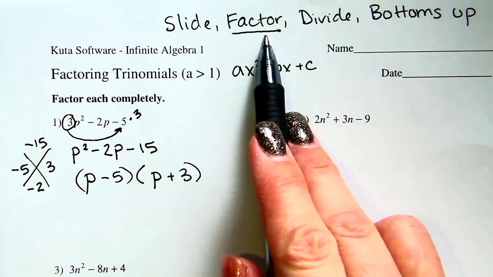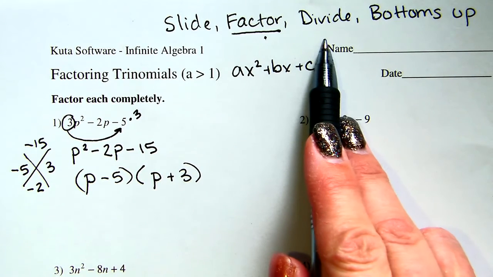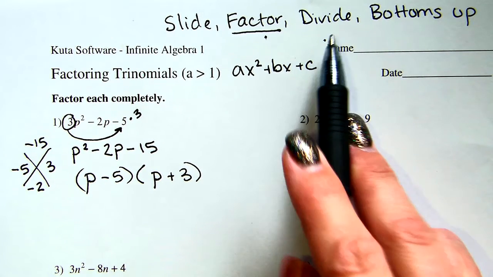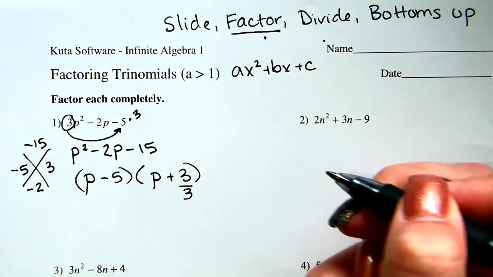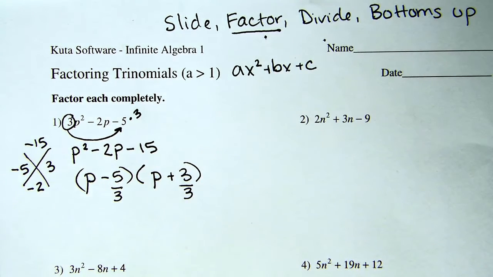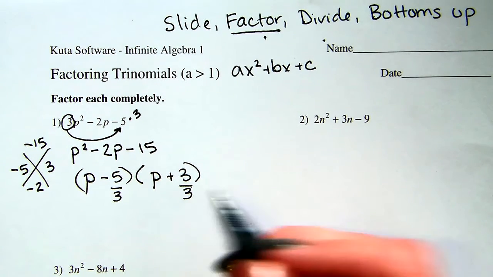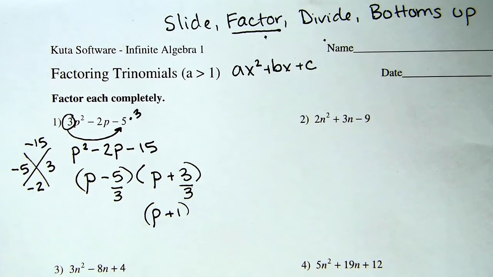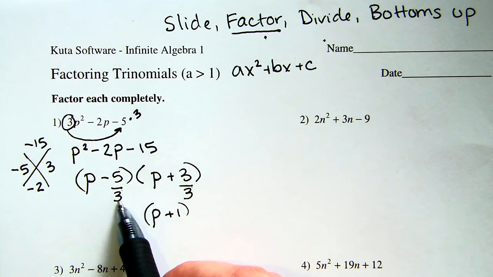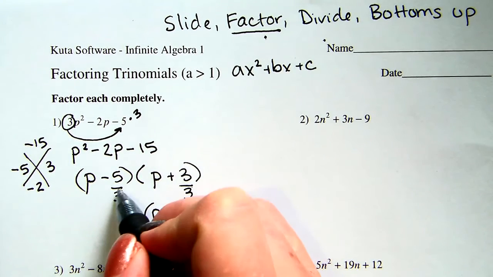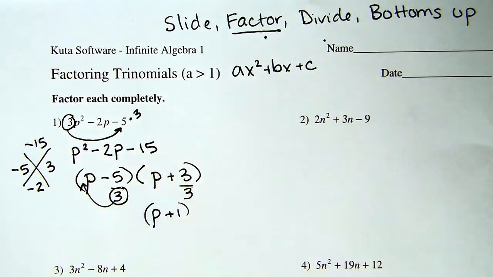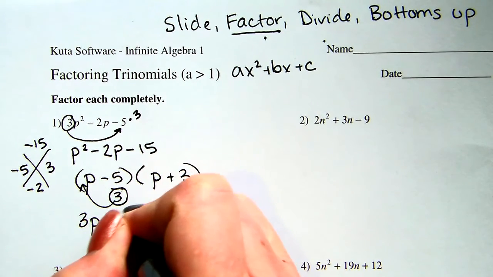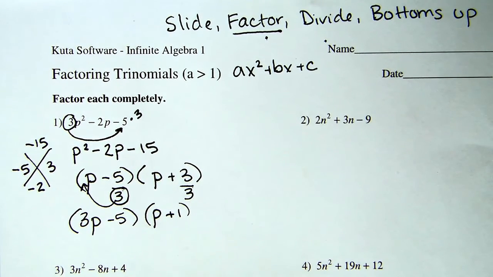That was our factor. Now we're going to divide. I'm going to divide by the number that was in front of the p squared, which was 3. So I'm going to divide by 3 here, and I'm going to divide by 3 here. Now 3 divided by 3, that gives us 1. So we get p plus 1. However, here, 5 divided by 3, that doesn't work. So we're going to bottoms up the 3 and move it in front of the p. So I get 3p minus 5 in front.